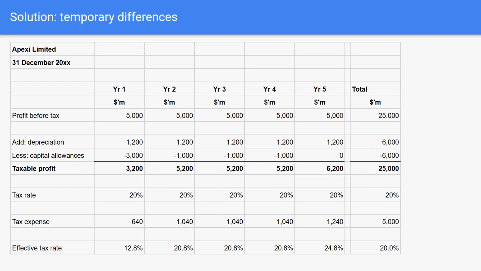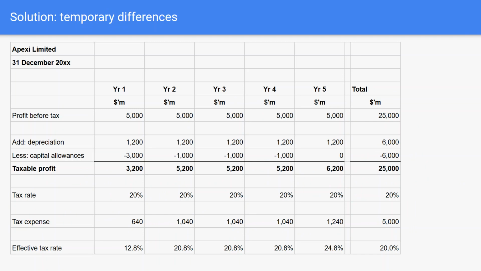So you can see the PBT row, you've got $5 billion year on year profit before tax. You've got depreciation of $1.2 billion year on year, which culminates in the $6 billion cost of the asset. If you remember, you bought the asset for $6 billion and you have depreciated evenly for 5 years, $1.2 billion per year. Then you have capital allowances. If you go back to the question, it says capital allowance in year 1 is deducted at 50%, which is $3 billion, 50% of $6 billion, and the remainder you take equally over the remaining 3 years, years 2 to 4, and that's why you have $1 billion each.